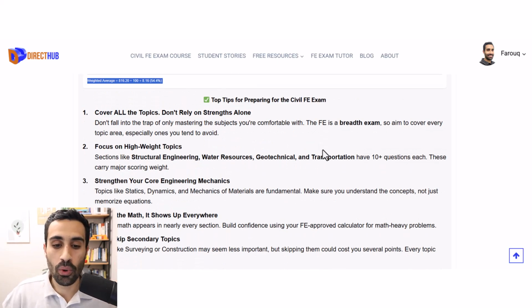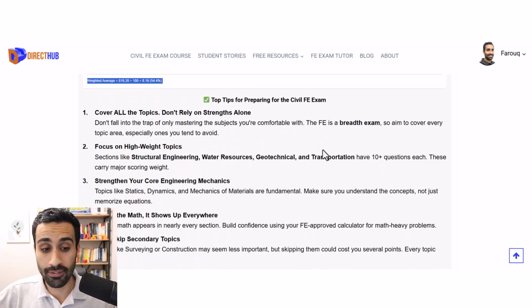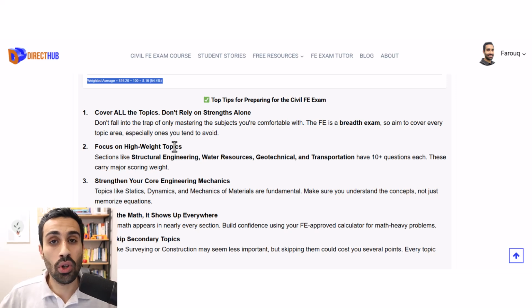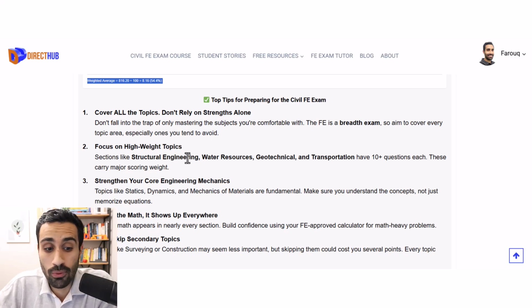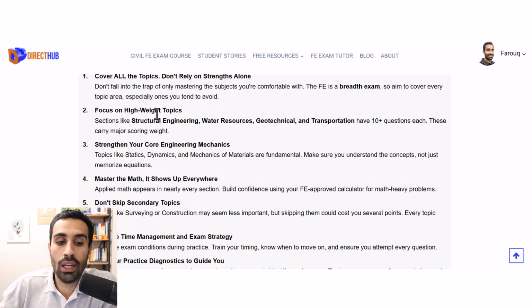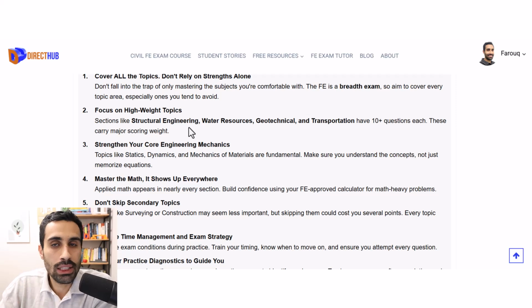And last tips for you, especially if you're preparing for the civil FE exam: make sure again to cover all the topics. Don't rely on the strengths alone. The FE exam is a broad breadth exam, so aim to cover each topic area, especially ones that we tend to avoid. Focus on high weight topics. Makes sense. More questions, more of a chance to get correct answers. So you want to focus on those.